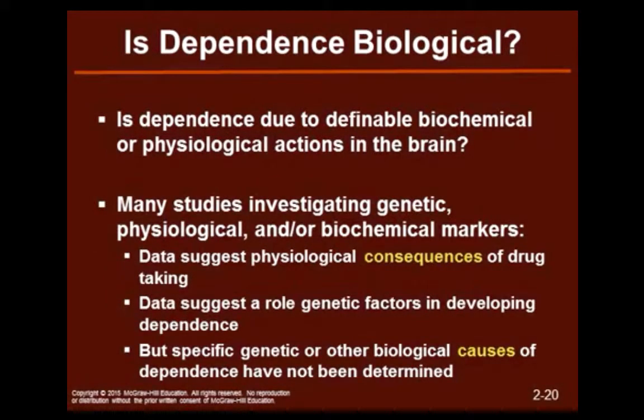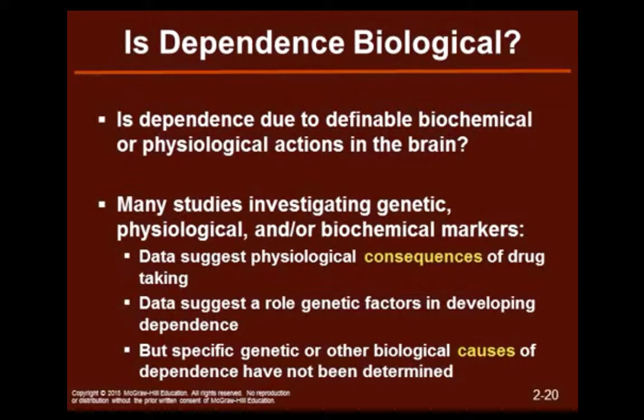A question that we've been dealing with in the field for the past several decades is whether the dependence is biological. We talked about that change in the 1960s, and we're trying to figure out whether that's due to specific biochemical or physiological actions in the brain that we can observe and point to. We don't really have clear answers for that, but we have investigated several different categories. And the first one, genetic, is one that we talk about a lot. We've investigated genetic markers, physiological markers, and biochemical markers that we can use to test someone and say, is that person dependent or are they not dependent?